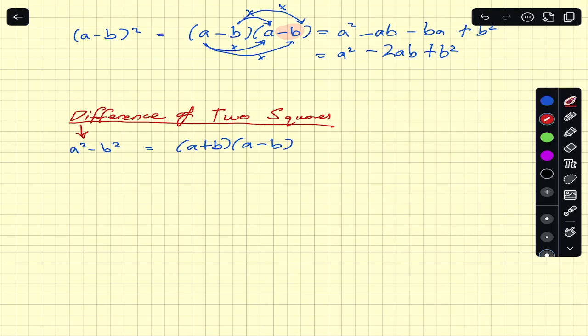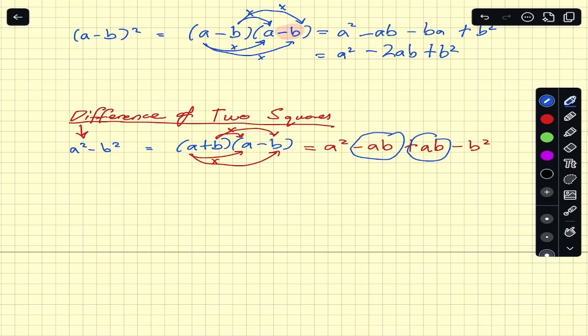And I can show you that this is true because if I do my first multiplication, a times a is equal to a squared. Do my next multiplication, a times negative b is minus ab. Similarly, b times a is ba, or likewise ab. And b times negative b is minus b squared. See here in the middle, negative ab and positive ab are going to cancel each other out. So I'm left with a squared minus b squared, which is the same thing.